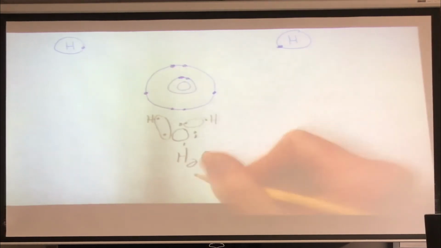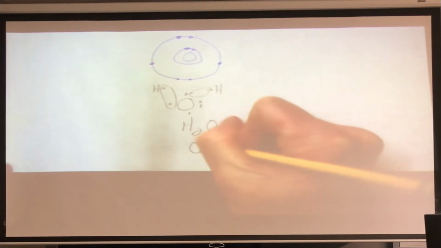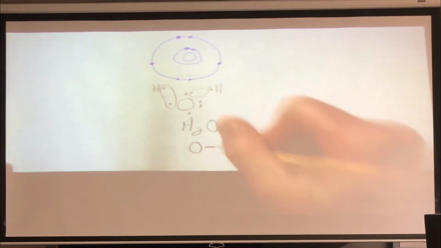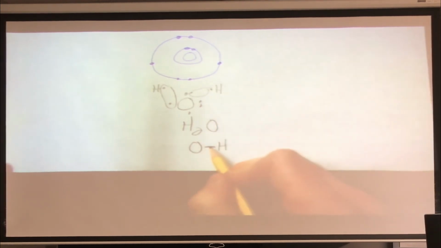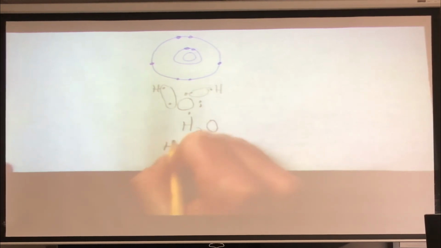How does that look with bonds? Oxygen is sharing electrons with hydrogen. So again, this means 2 electrons being shared in total, each sharing 1. And then here, oxygen is again sharing with another hydrogen atom.